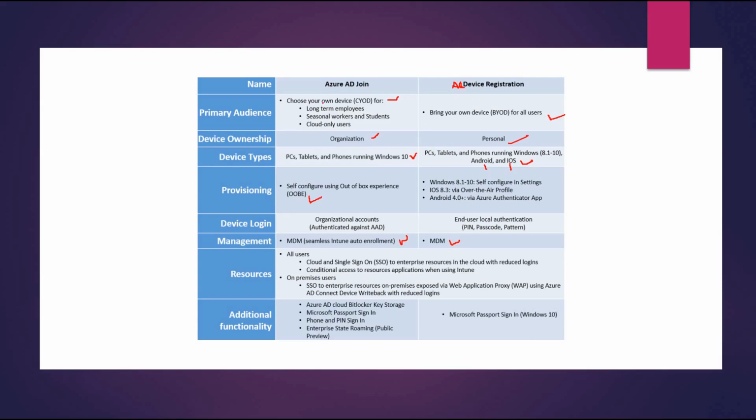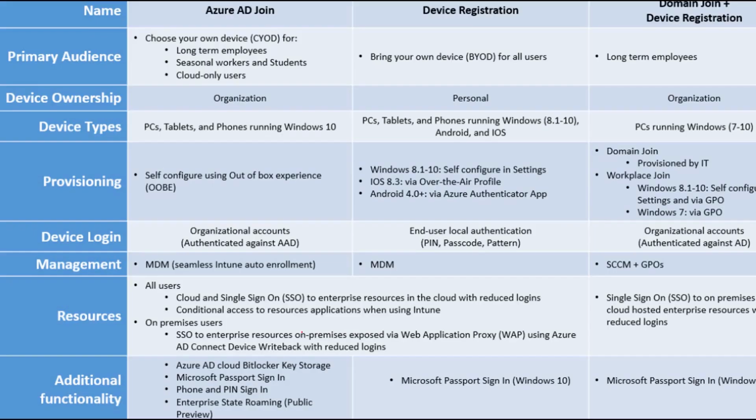Additional functionality, if you're Azure AD joining a device, you have the option. Again, there will be a separate nugget on BitLocker coming soon, how to implement BitLocker, but you have the option of storing the BitLocker keys in Azure if the device is Azure AD joined. Okay, and we have already spoken about what enterprise state roaming is. So I hope that this helps us understand the difference.